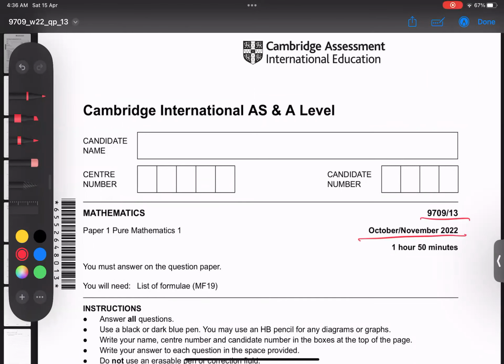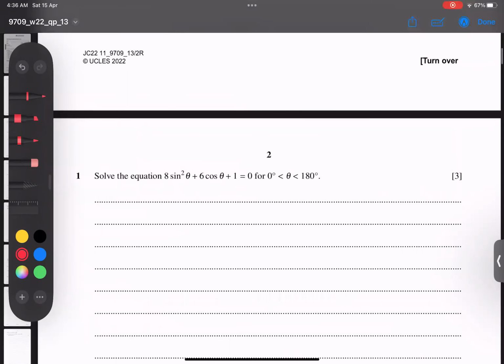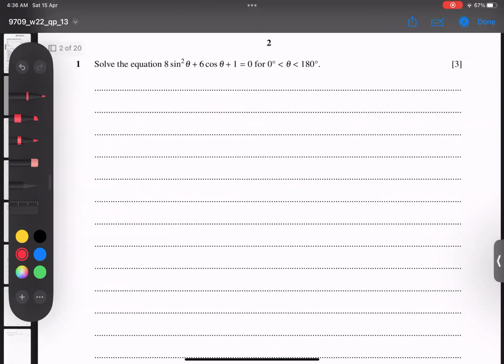Okay. So let's see. First question. Solve this equation in the first two quadrants, because it is 0 to 180, that's it. So let's see how we can do it. We can't solve two trigonometric functions together, cos and sine. Either we have to convert cos into sine or sine into cos.